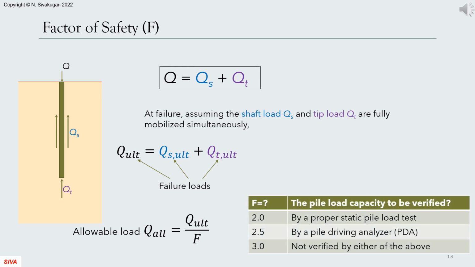The column load Q applied on the pile head is carried by the shaft and the tip. Therefore, Q equals QS plus QT. When the shaft and the tip loads are fully mobilized, they are QS ultimate and QT ultimate, respectively. Therefore, the ultimate load carrying capacity of the pile is Q ultimate, which is the sum of the ultimate load carrying capacities of the shaft and the tip. We divide this by a factor of safety in the range of 2 to 3, to arrive at the allowable load that can be safely allowed on the pile head.